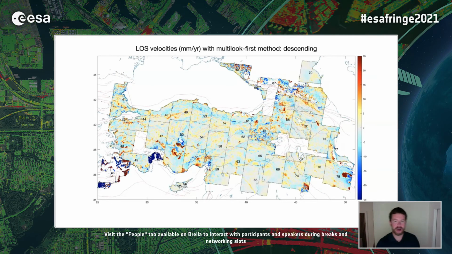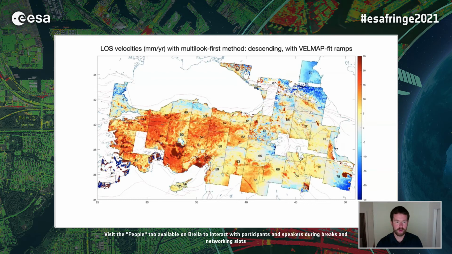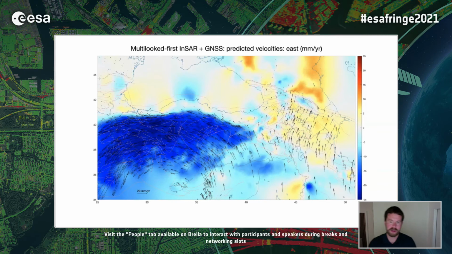This is the descending track data, and then this is our fit to it without ramps and everything. This is with ramps, and that's our fit with the ramps. So again, you can start to see this watermelon seed of Anatolia being squeezed out. In this case, it would be away from the descending line of sight, so it would be positive, so it's red, so that makes sense. So we're happy about that.